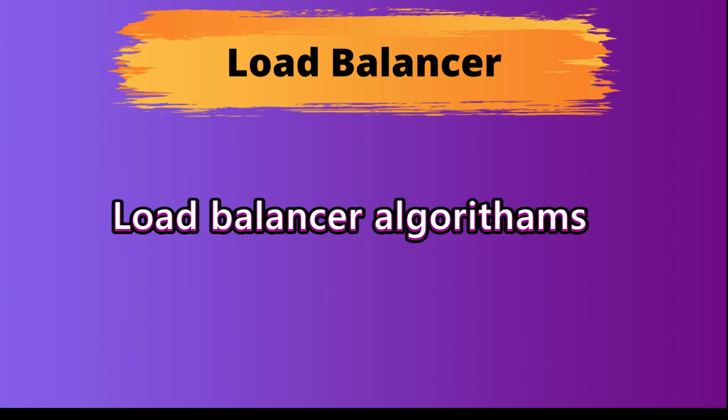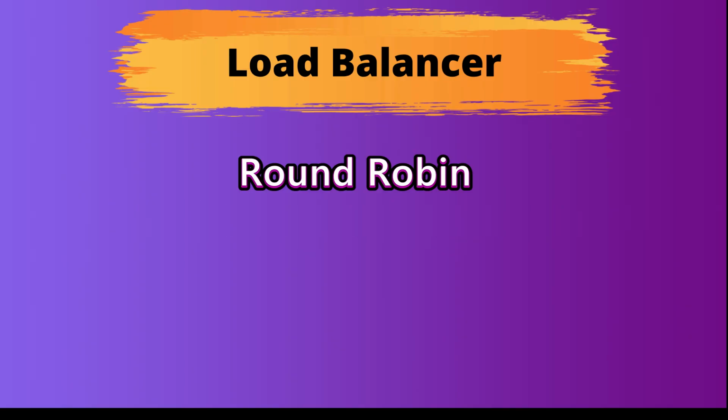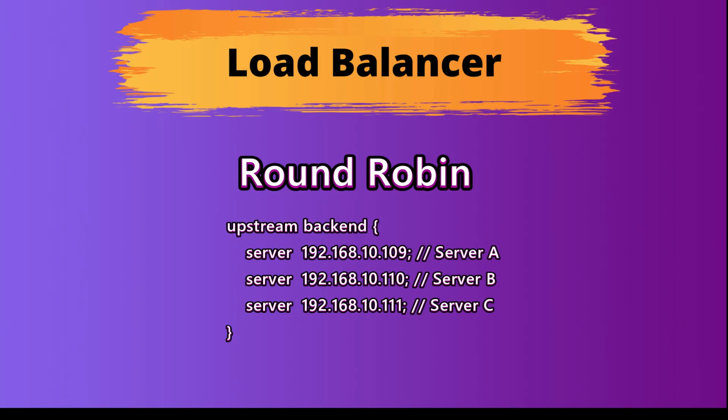There are a few algorithms that help to distribute the traffic. Round robin. This is the simplest algorithm in load balancing. It takes a server list and distributes the incoming requests in a loop of the server list. In Nginx, round robin is default.